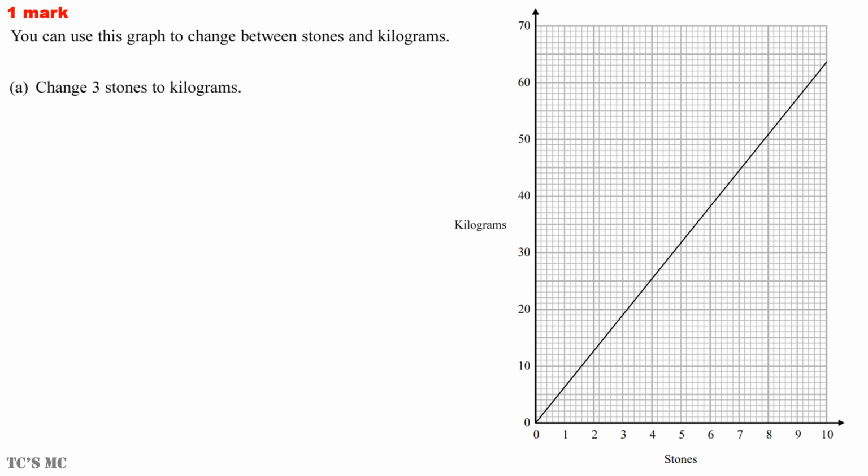You can use this graph to change between stones and kilograms. Change 3 stones to kilograms. So we need to go to 3 on the x-axis where it's stones, use a ruler, go up, and then go across. On the y-axis, each little box is equal to 1, so that means the answer is 19 kilograms. It's a 1-mark question. You can do this without drawing on the graph, but I would not advise that.